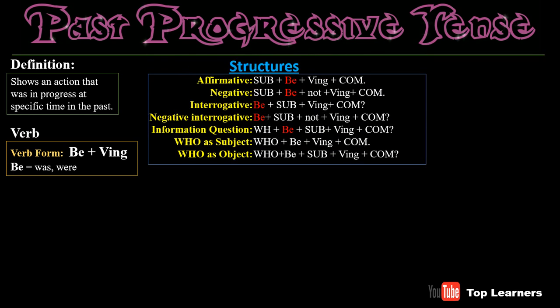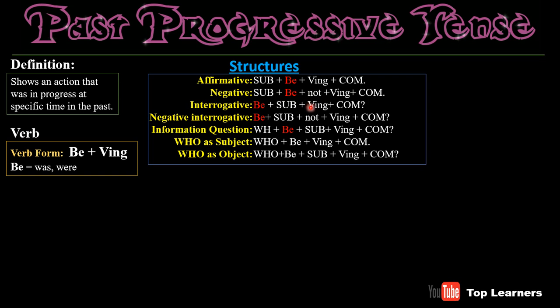Okay, the structures are here. We have the affirmative or positive structure. We use subject, then we use to be verb was or were, then we use the verb ing form and then complement. To make it negative, we can easily add not after the verb be, after was and were, and then verb ing and complement.